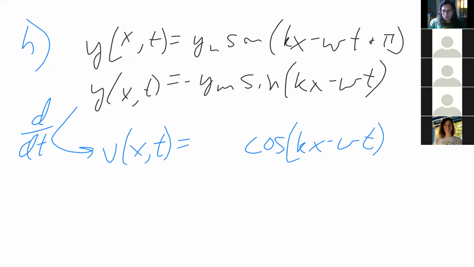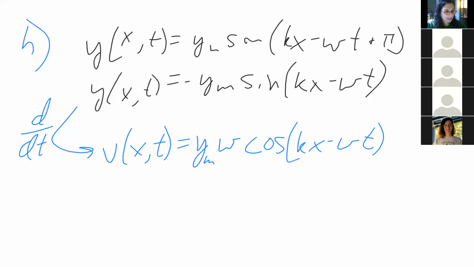And then I also need a chain rule on the inside. With respect to time, the only thing that varies with time is the omega t here. And the derivative of negative omega t with respect to time is just negative omega. So we have a negative omega that comes out front. Out front, we already have a negative y max. So negative y max times negative omega, those negatives will cancel out. And you have y max omega.